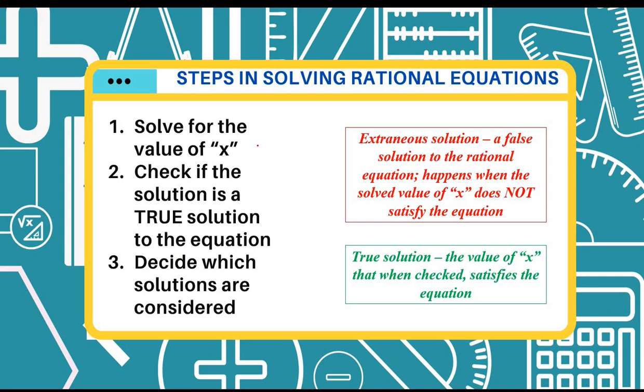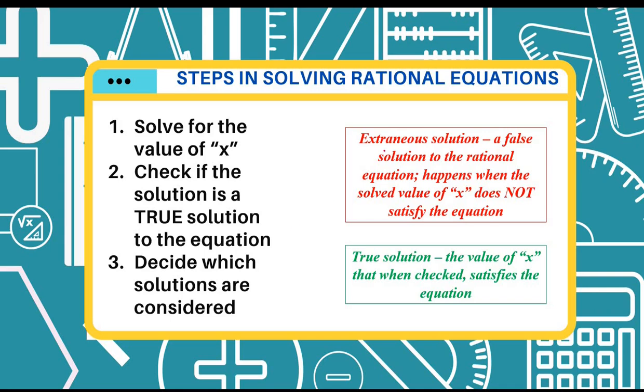Now, for step 1, we will be utilizing our knowledge and skills in solving algebraic expressions to be able to solve the value of x given the rational equation. For number 2, this is the checking part. We will see if the value of x that we were able to obtain from step 1 is a true solution to the equation. Why do we need to do this? What is a true solution? Does that mean there is a false solution?